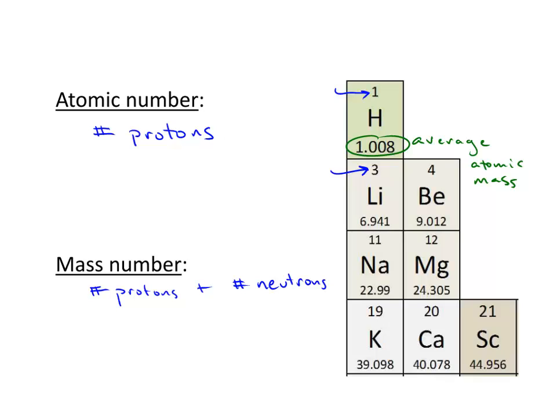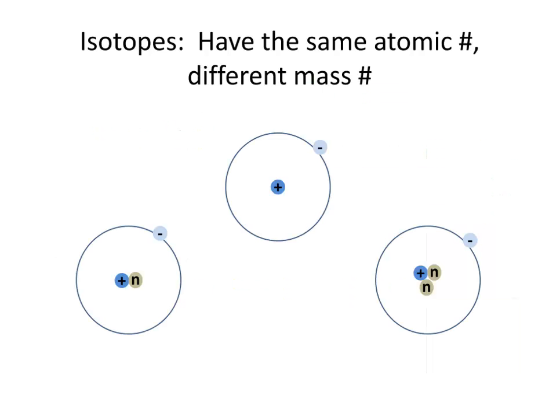So if the atomic number is the number of protons and the mass number is the number of protons and neutrons, is it possible for atoms to have the same atomic number but different mass numbers? That is, can you have the same number of protons but a different number of neutrons? Yes, and in fact this occurs with most atoms. For example, there are three forms of the hydrogen atom. One has 0 neutrons, one has 1 neutron, and one has 2 neutrons. The first one, the one with 0 neutrons, is by far the most common.